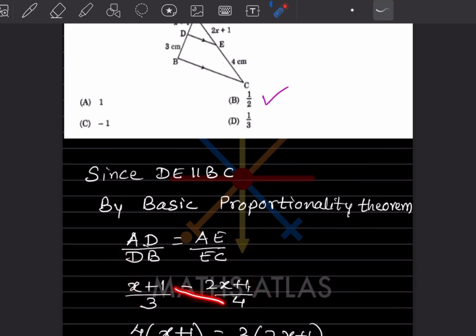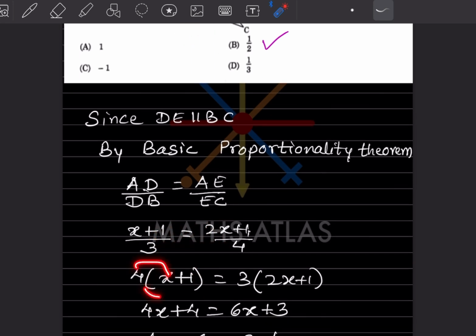So what will you do? We are going to cross multiply this one. So 4 into x plus 1. See, the bracket is important because there are two terms. Is equal to 3 into 2x plus 1. So this is going to be 4x plus 4.